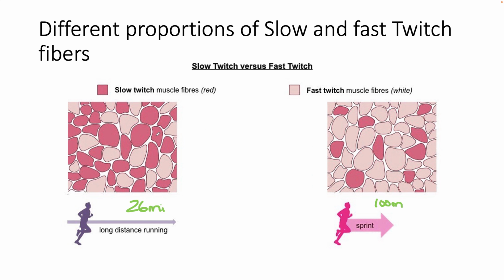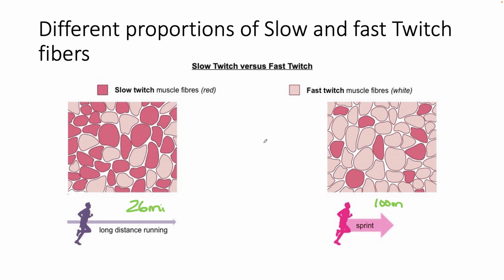Now, can you change what you have? So if you happen to be a person that has more slow twitch muscle fibers, can you train and become a fast twitch muscle fiber person? Well, no. Unfortunately, what you have is what you have.